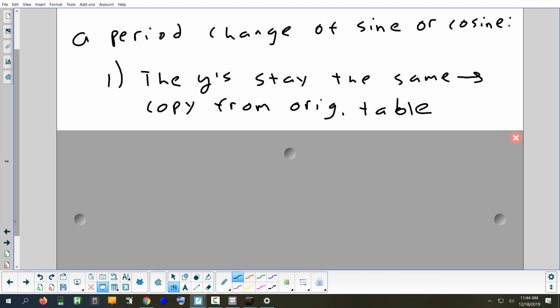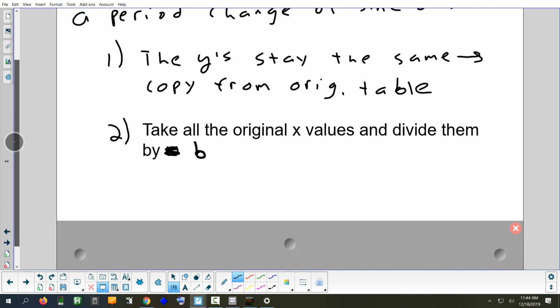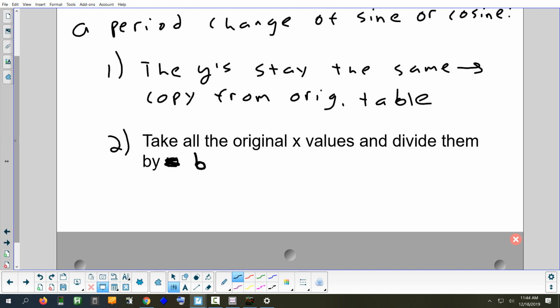There's a couple different ways I can show you how to do the X values. I'm only going to show you one. Remember, we're doing the opposite. Because we would be multiplying the X by a number, well, it's horizontal, so we do the opposite. We're going to divide all the X's by the number in front. Take all the original X values and divide them by B, which is the number in front. That's it. All right, so we'll try a few examples, and then that'll be it.